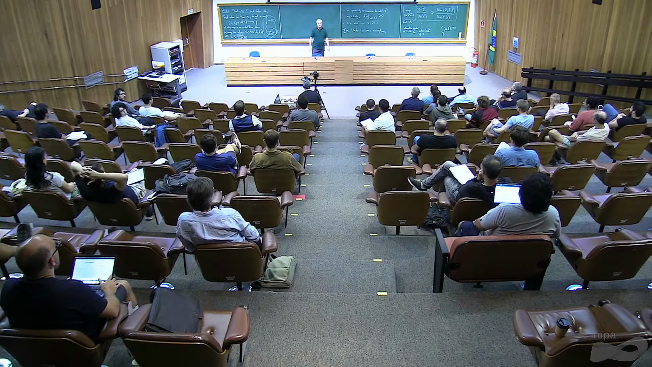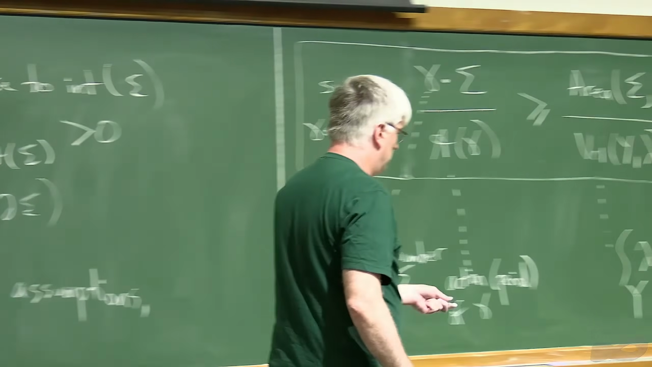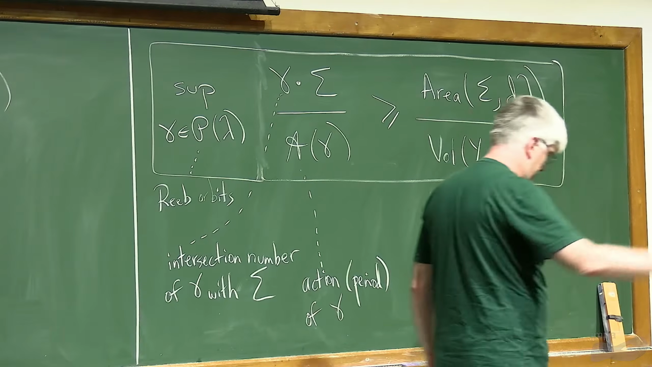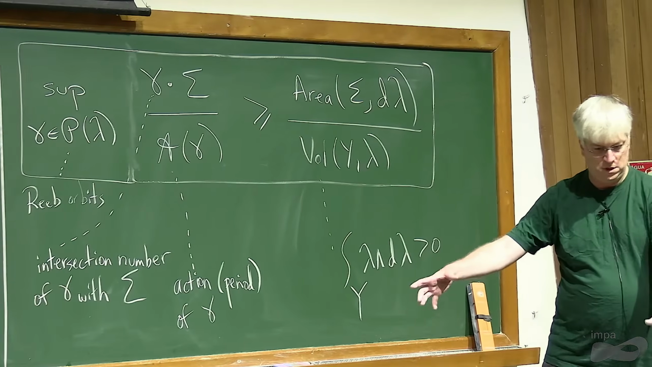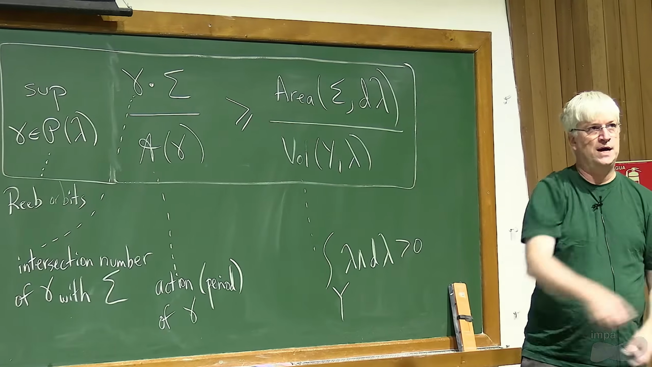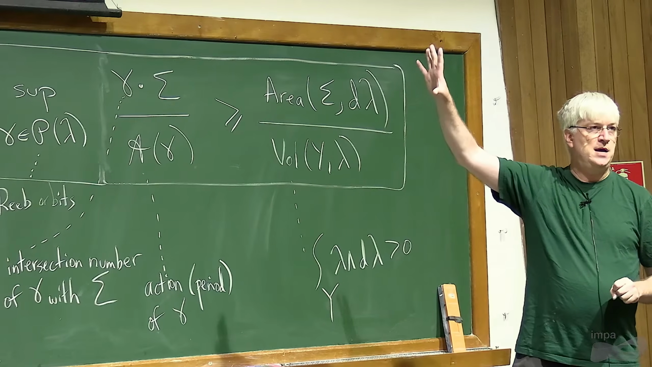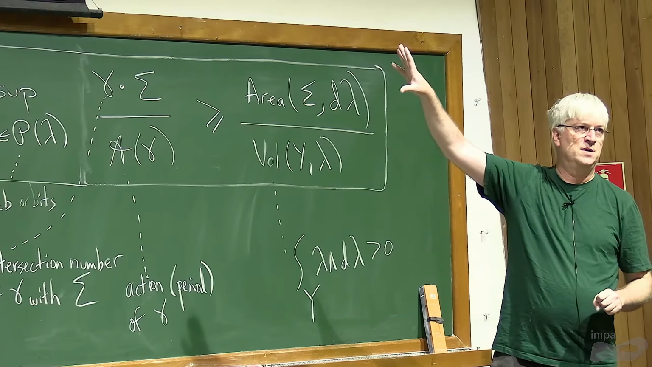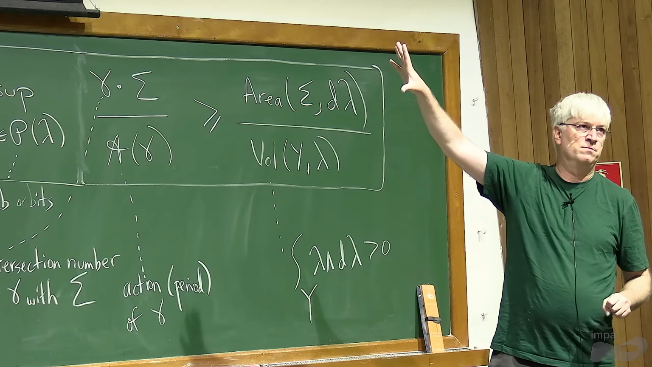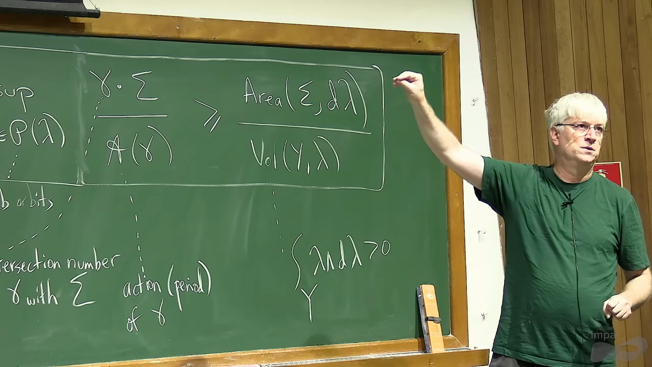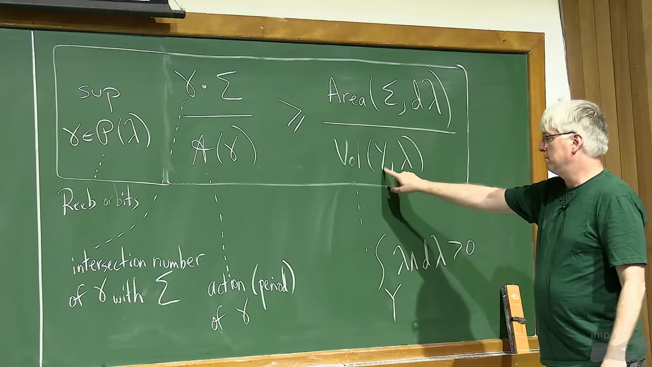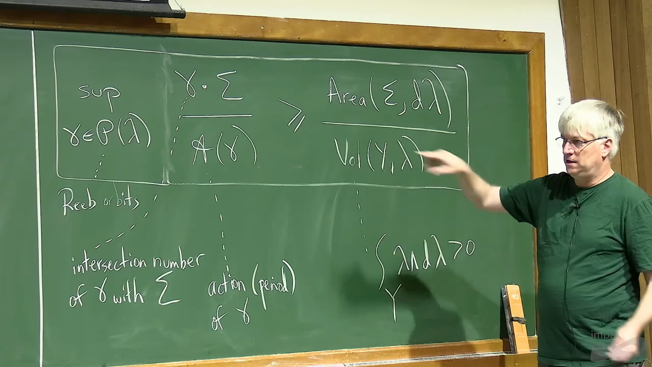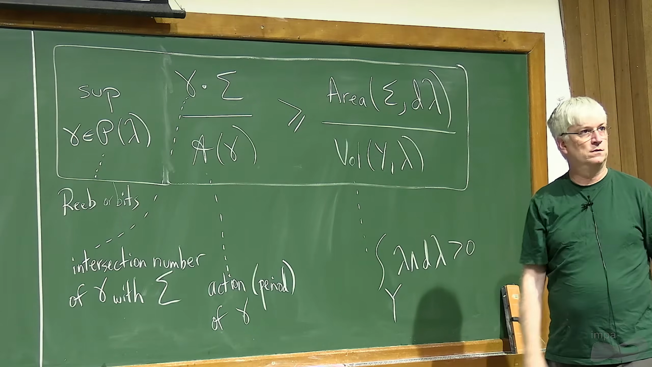Yes, that is true. If you look at the image of the surface under the flow for all time, and you take the complement of that, you can multiply the contact form on the complement by some very small function to shrink the volume. So yes, you can replace this volume by the volume of the image of Σ under the flow.